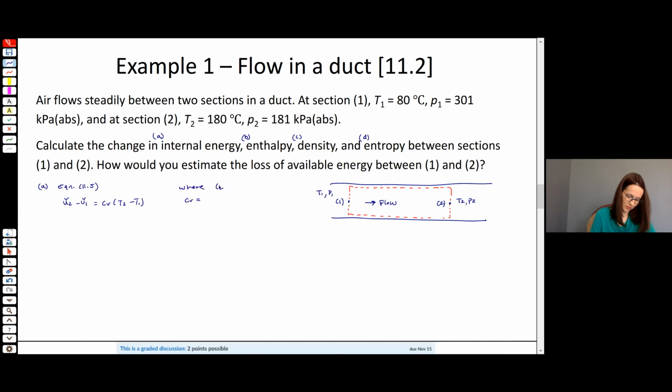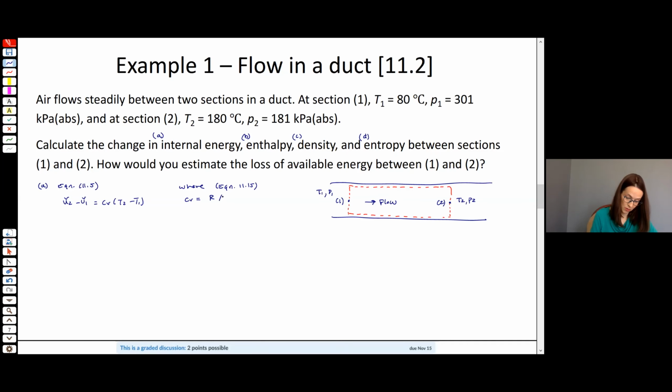So using equation 11.15, CV is, just checking the number, CV is R, our gas constant, over K minus 1. Okay, so we can go right to table 1.8 and look up R.